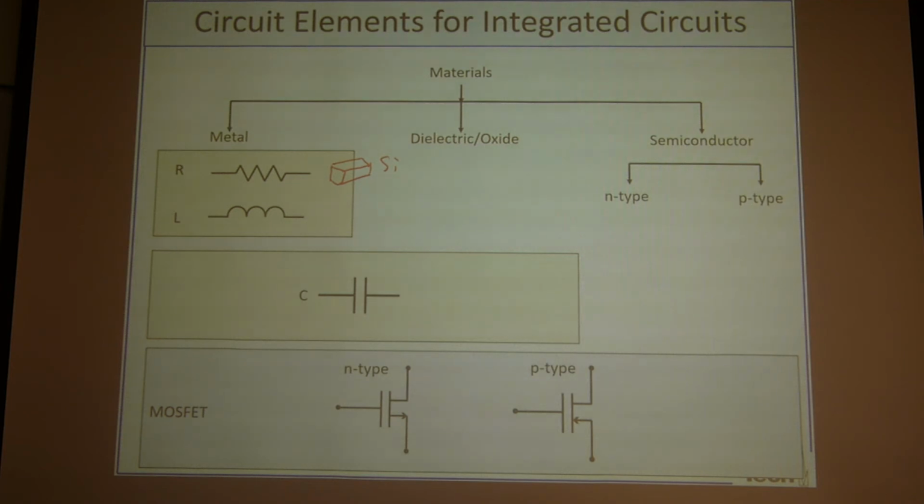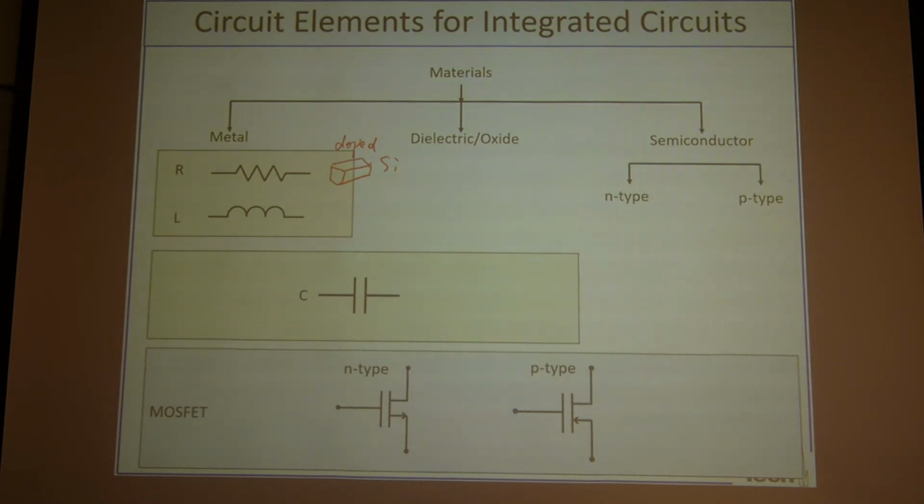If you don't dope it, that means it's pure silicon, it's a semiconductor. But if you dope it, we're going to discuss in more detail what doping is. Basically you add some impurity into the silicon and you make it conductive. If you heavily dope the silicon, it will become more like a metal. So you can also use that as the resistor for the circuits. And this is for the resistor.